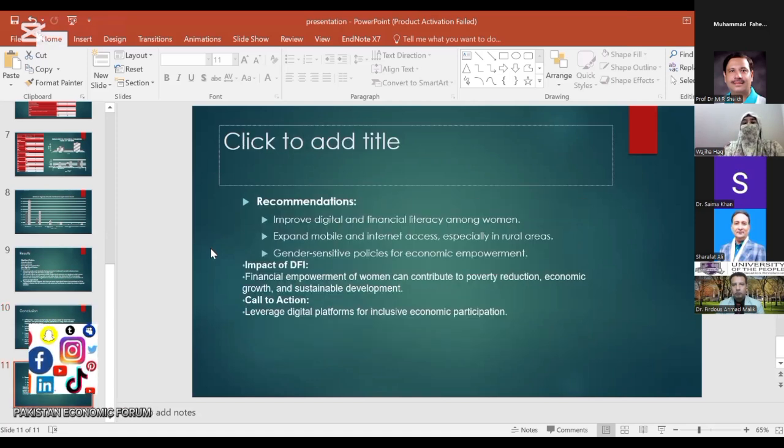So recommendations include improving digital financial literacy among women, and expanding mobile and internet access, especially in rural areas. Gender sensitive policies for economic empowerment can be made, and also financial empowerment of women can lead towards DFI, that is digital financial inclusion, and it can lead to poverty reduction, economic growth, and sustainable development. So that concludes towards leveraging of digital platforms for inclusive economic participation.